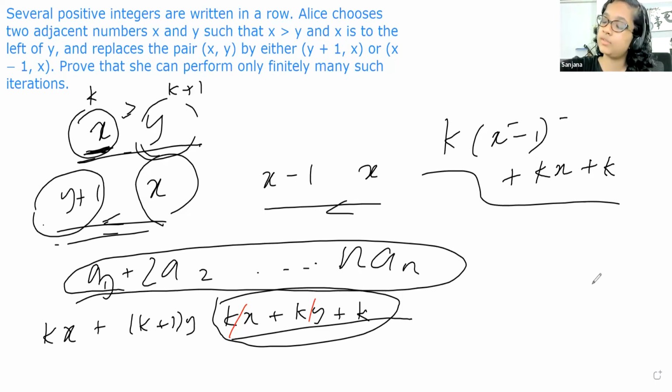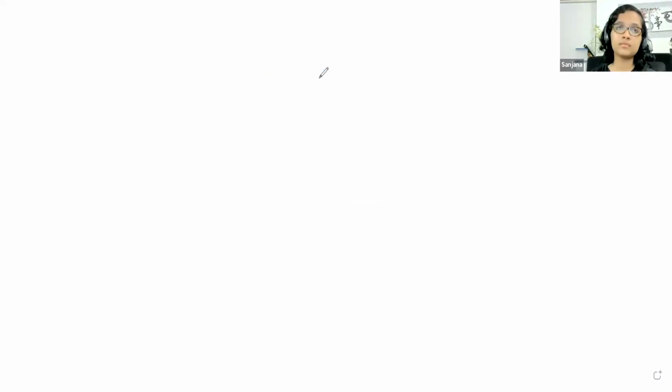Now the problem is, as Archit said, the maximum term will remain the same. If the maximum term remains the same, then you have an upper bound on this, right? So it can't go on increasing indefinitely. That means that we can only perform finitely many operations here. So that's done. That's a neat monovariant.